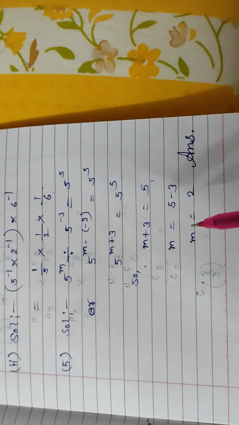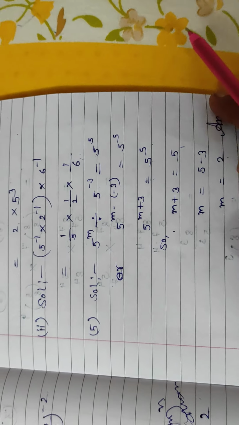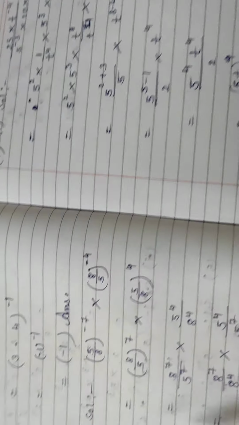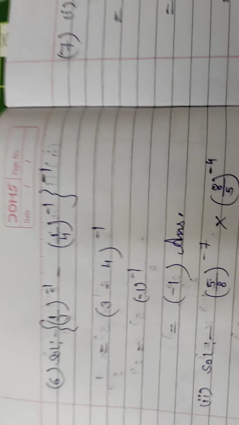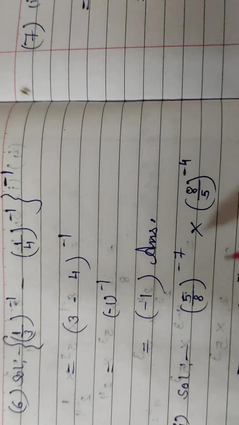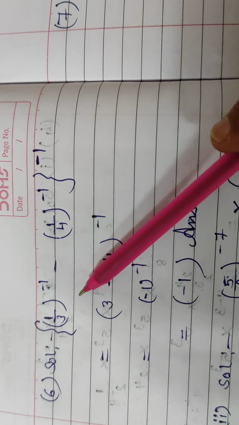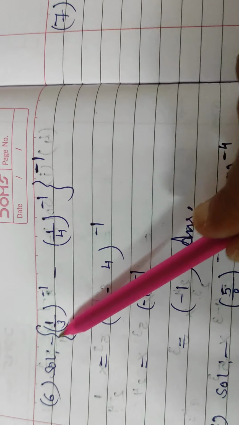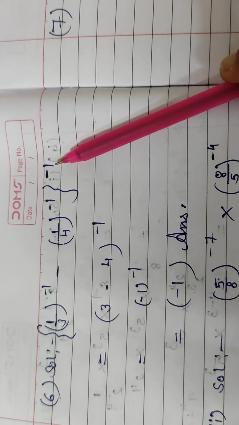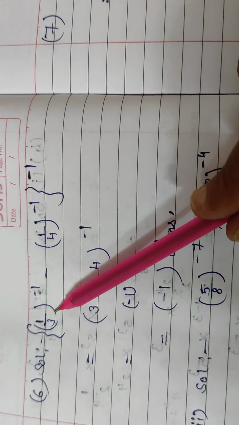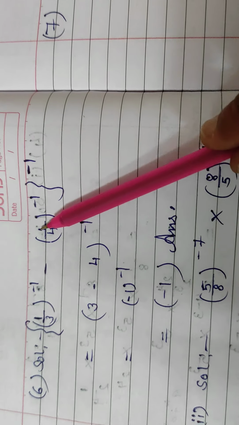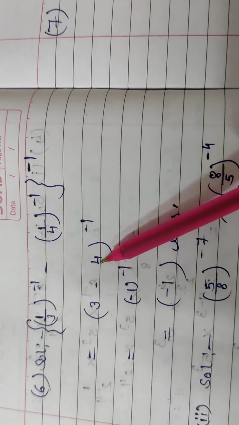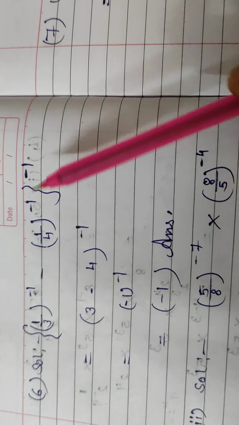So m equal to 2 will be the answer. Now come to the sixth question: (1 upon 3)^(-1) minus (1 upon 4)^(-1), whole power minus 1. So first we will write the reciprocal of this number: (3 minus 4) whole power minus 1.